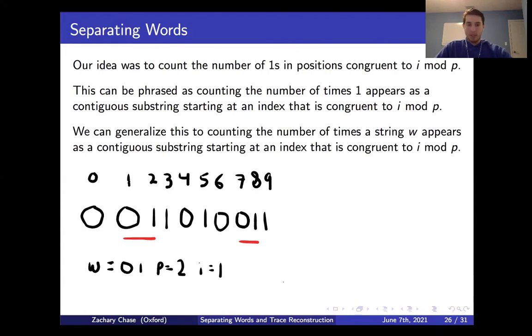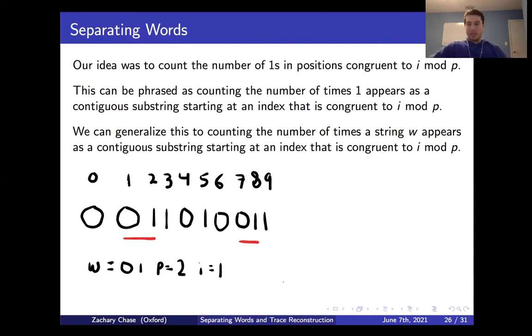So here's an example. Suppose that x is the string 0, 0, 1, 1, 0, 1, 0, 0, 1, 1, and that w is the string 0, 1, and p is 2, and i is 1. So we're looking at appearances of 0, 1 as a contiguous substring in x that start at an index that is congruent to 1 modulo 2. Here's an appearance of 0, 1, and it starts at index 1, which is congruent to 1 mod 2. Here's another appearance of 0, 1, but it starts at index 4, which is not congruent to 1 mod 2. And here's the last appearance of 0, 1. It starts at index 7, which is congruent to 1 modulo 2.